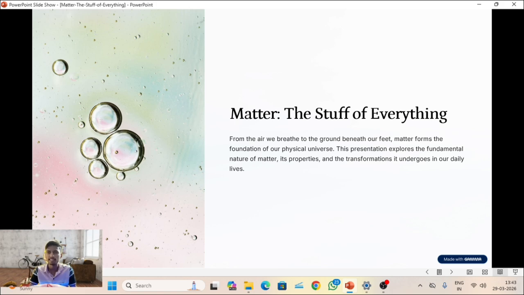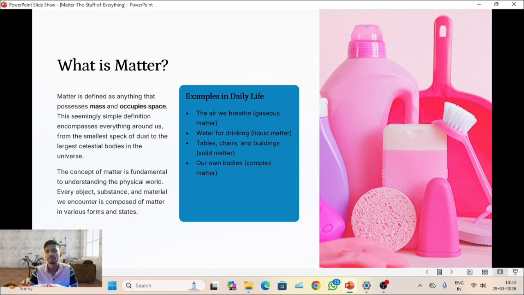So let's discuss. So, what is matter? Matter is anything that possesses mass and occupies space. Anything. It can be table, chair, from blackboard to chalk, and everything is matter. From your computer to your mobile phone.